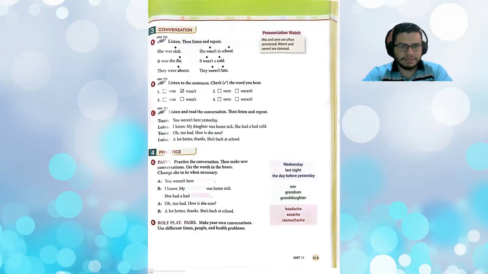Listen to the audio number 32. We're gonna go checking the sentences. For example, what's the number 1? What's the number 2? What's the number 3? A or B? Or what's the number 4? Was or wasn't? Let's go checking. Page 214. Listen. Exercise C.